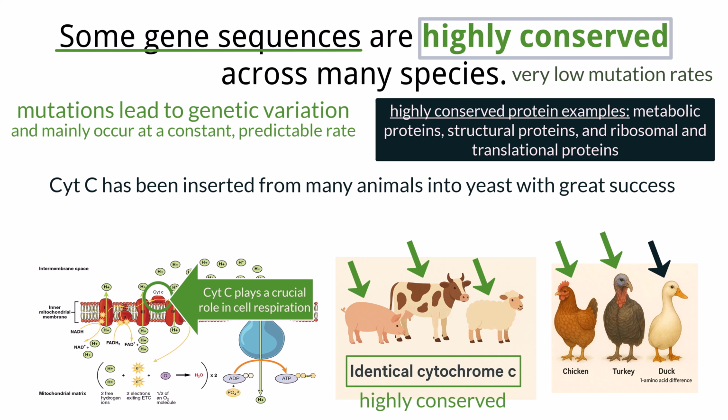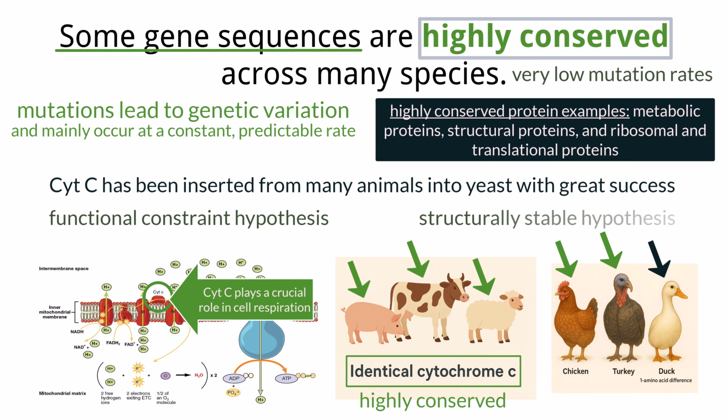There are two key hypotheses to explain this. The first is the functional constraint hypothesis. It states that the sequence is critical for survival. Mutations in this gene would disrupt the function of vital proteins or RNAs, so these mutations are eliminated by natural selection. The second hypothesis states that there are lower mutation rates in some regions of the genome due to being more structurally stable or more efficiently repaired during DNA replication. Both hypotheses attempt to explain why some genes have remained nearly unchanged across vast evolutionary timescales and diverse species.